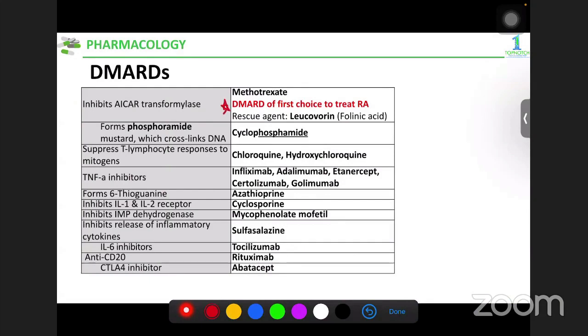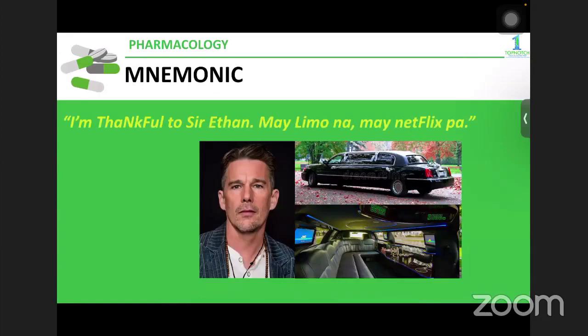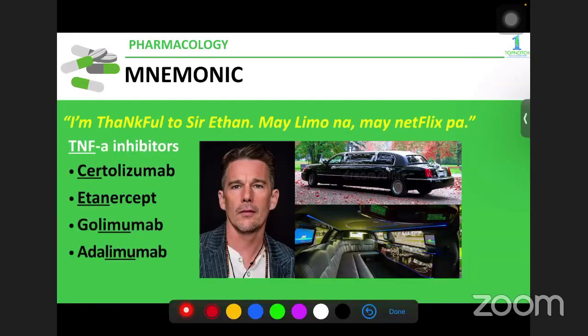Since we're short on time, I'll just emphasize that the first choice for rheumatoid arthritis is the DMARD methotrexate. Again, we discussed it earlier, and we repeat because it's important. Folinic acid or leucovorin is the antidote. Okay, so the others you memorize, but I want to share this mnemonic.